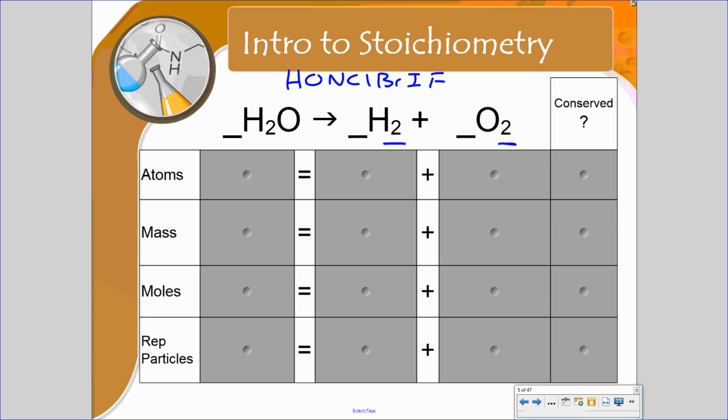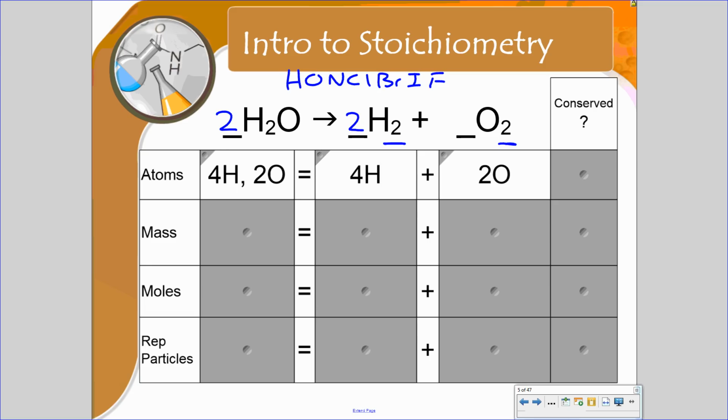All right, so we need to balance this. We have 2 oxygens on the product side, so we'll put a 2 here to make you have 2 oxygens on the reactant side. Now we have 4 atoms of hydrogen on the left, so let's put a 2 here to make there be 4 on the right. In terms of atoms, how many atoms of hydrogen do we have? We have 4, and then 2 atoms of oxygen. Looking at the product side, we have 4 atoms of hydrogen and 2 atoms of oxygen. The 4 and the 2 is 6, and the 4 and the 2 is 6, so we have the same number on both sides, so yes, it is conserved.